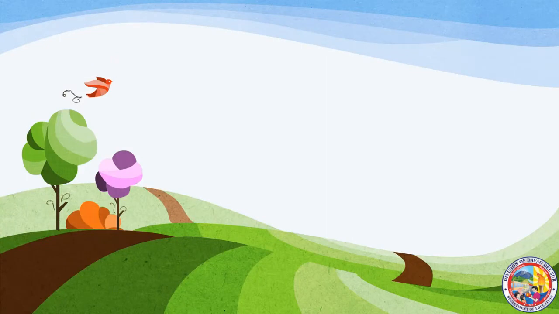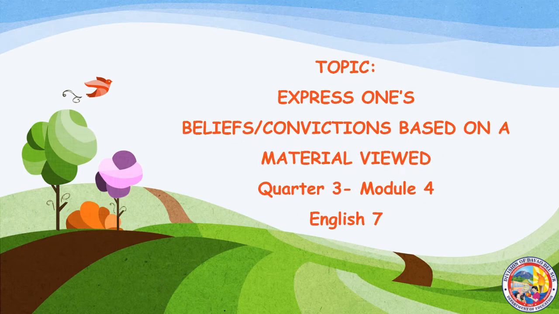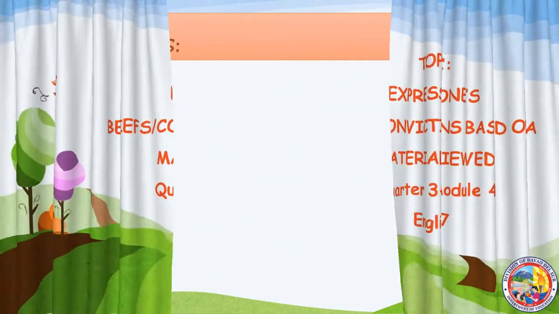Welcome to our lesson with the topic Express one's beliefs or convictions based on a material viewed for Quarter 3, Module 4 in English 7. Let me remind you to please have your self-learning module with you now. Before we start, let us know first the objectives to be achieved in this lesson.